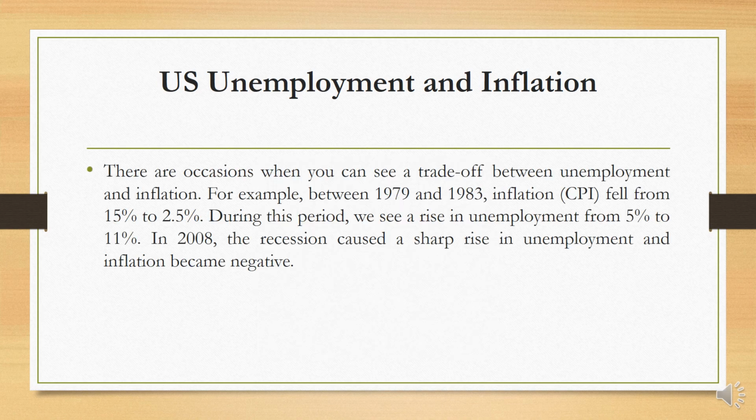There are occasions when you can see a trade-off between unemployment and inflation. For example, between 1979 and 1983, CPI inflation fell from 15 to 2.5%. During this period, we see a rise in unemployment from 5% to 11%. In 2008, the recession caused a sharp rise in unemployment and inflation became negative.